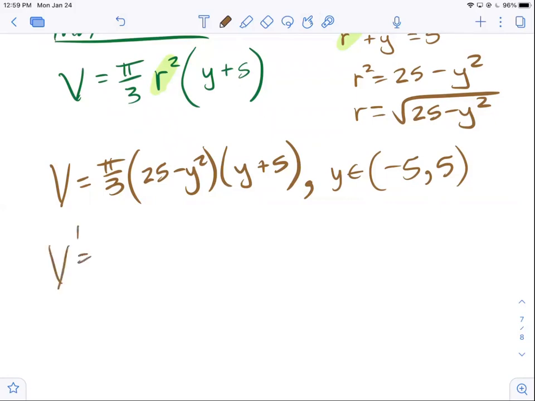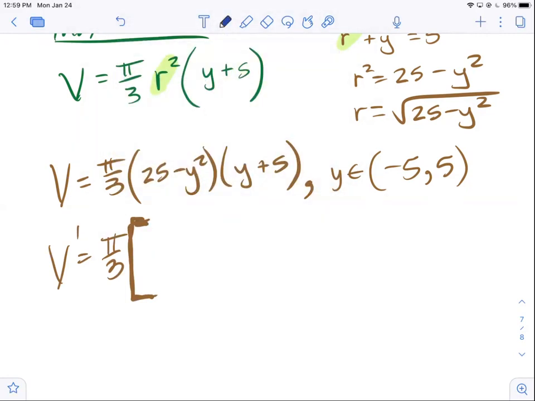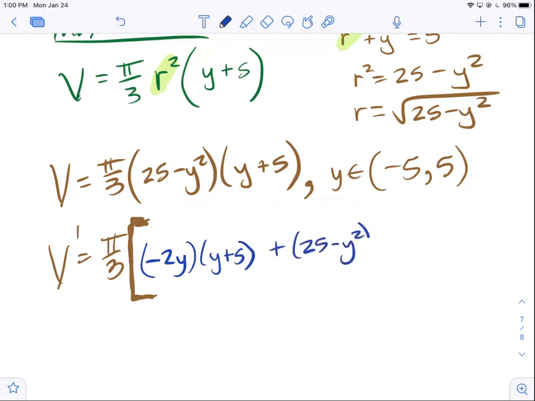V prime equals pi thirds is going to go along for the ride. So beefy brown bracket. I'm not even going to make it part of the first factor. The derivative of the first factor with respect to y is -2y, times the second one goes along for the ride, plus 25 minus y squared goes along for the ride, times the derivative of y plus 5, which is 1.